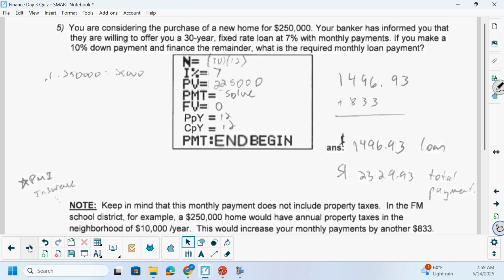So we've got a $250,000 home. We're going to make a 10% down payment. So if you do 0.10 times the 250,000, that would be 25,000 we're putting down. So subtract that from the overall cost of the house. So the amount of the loan we need is 225,000. We're going monthly, so PPY, CPY are 12 times the 30 to get our N. 7% interest, and we eventually want to pay off the loan. So therefore, when we solve for our payment, remember that's going to come back as a negative, but we can just write it down as a positive for our answer.